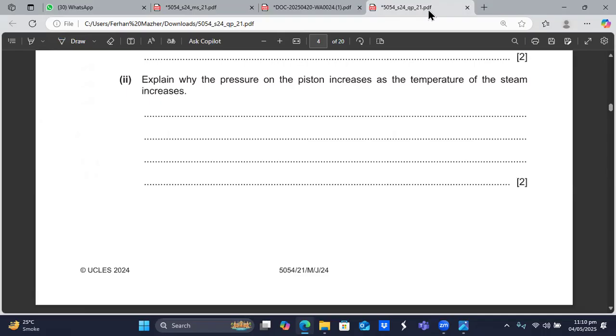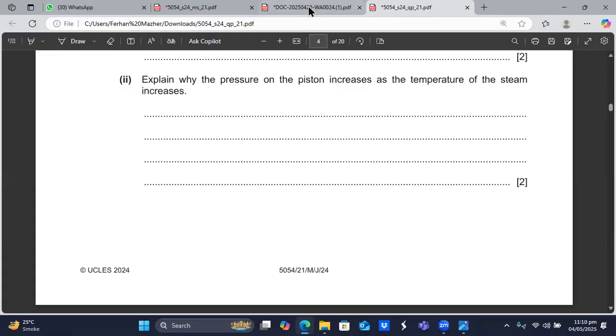He says, explain why the pressure on the piston increases as the temperature of the steam increases. You see, when the temperature of the steam increases, the particles of the steam start moving faster. Their kinetic energy will be higher. So two things will happen: their collision frequency with the walls of the piston will increase, and because they have more kinetic energy, when they collide with the walls of the piston, they will exert more force, they will hit harder.